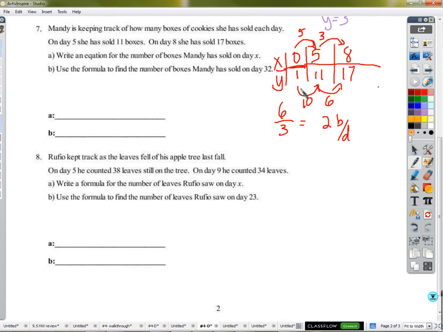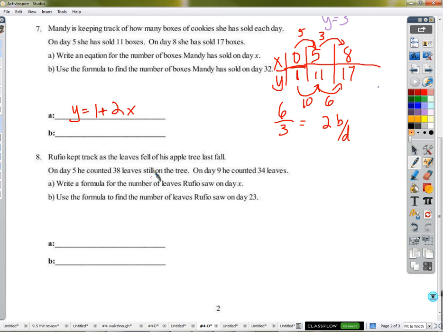So that means that she must have started with 1 box, right? Maybe she got her order form and she ordered a box herself, or mom ordered a box, or she just sold one right away for no good reason. Then she sells 10 boxes over the next 5 days, and now she's up to 11 boxes sold, right? So our formula for the number of boxes is equal to, let's start with the 1 box she has at the very beginning, plus 2 boxes a day times X days.